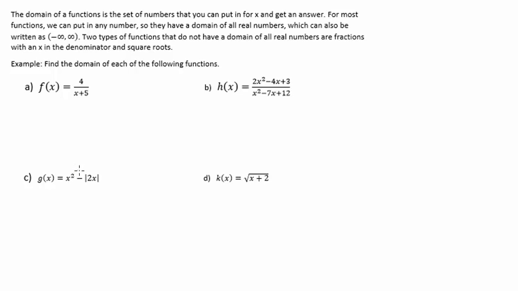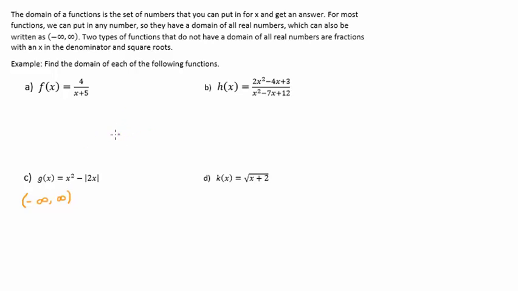If I'm looking at these problems in general, C shouldn't have an issue because I have an x squared and an absolute value, but there's nothing stopping me from putting in whatever values I want into those two places for x. So my domain there is all real numbers, or negative infinity to positive infinity.